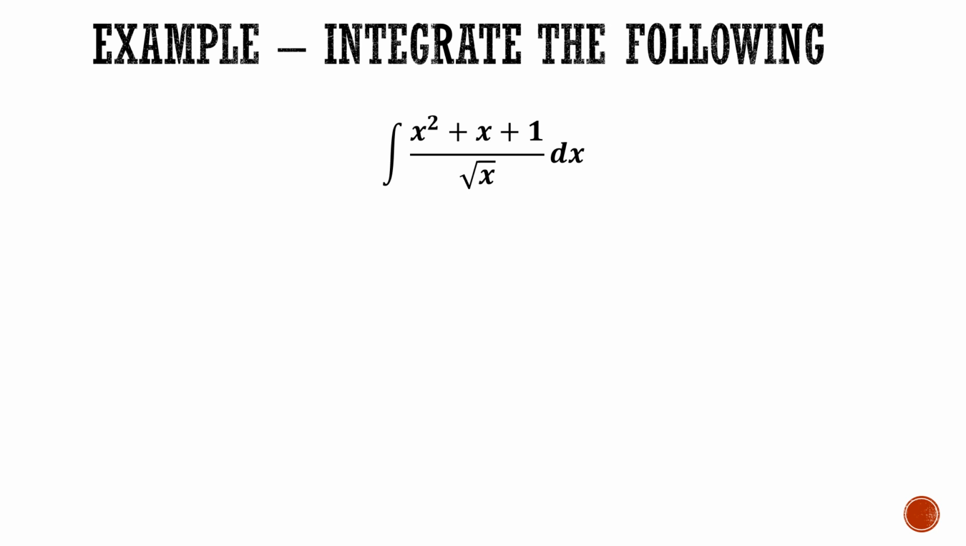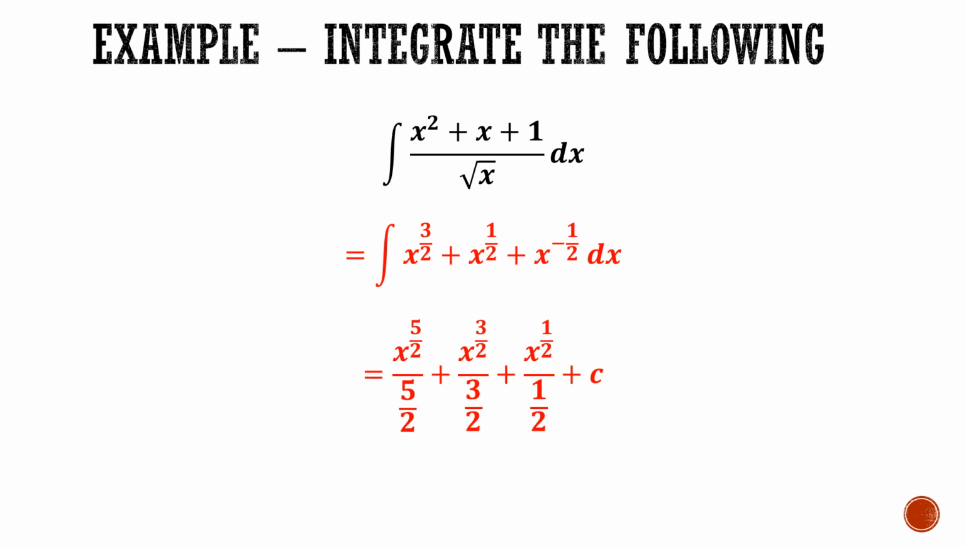All right, so the last example, we have the integral of x squared plus x plus 1 over root x. What I'm going to do is I'm going to divide and conquer this like I did with my derivatives. So I'm going to split it all up. So that's like x squared over root x, x over root x, and then 1 over root x. And then I'm going to subtract my exponents. So I end up with x to the 3 halves plus x to the 1 half plus x to the negative 1 half dx.